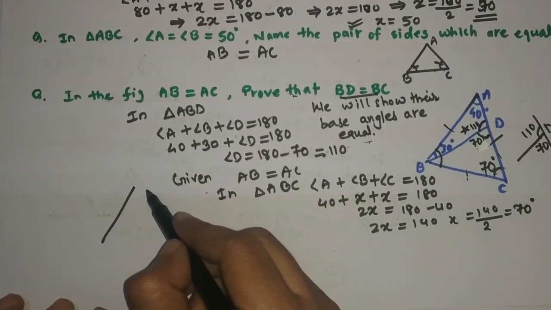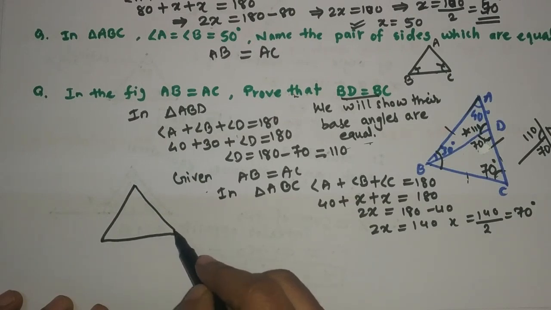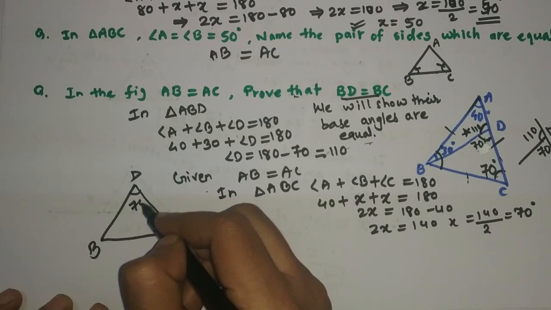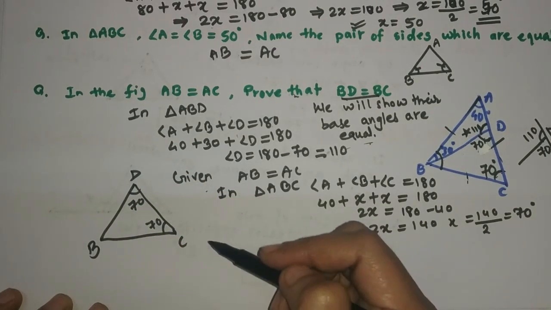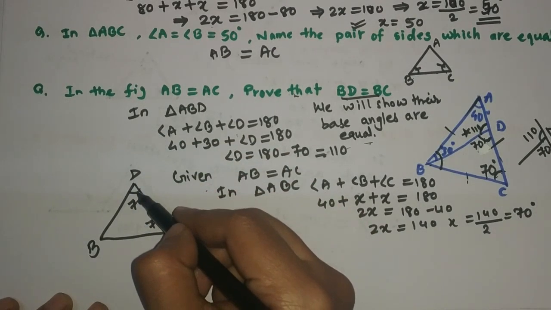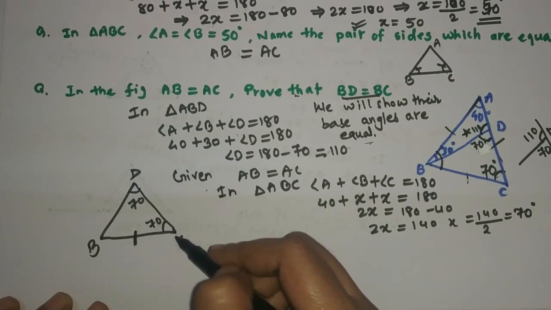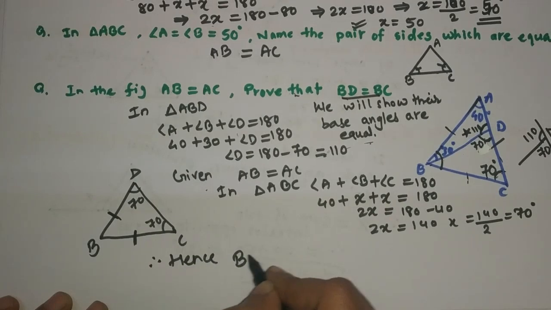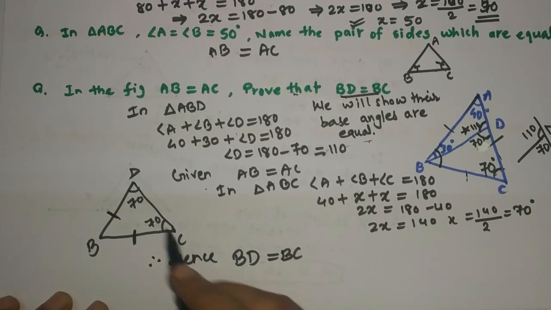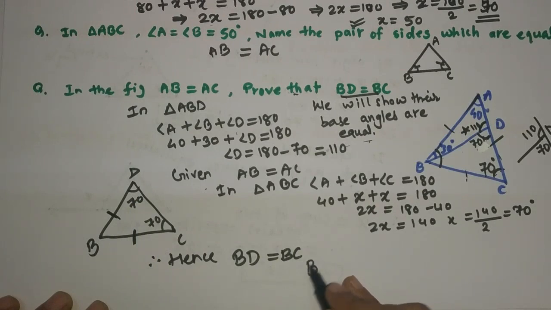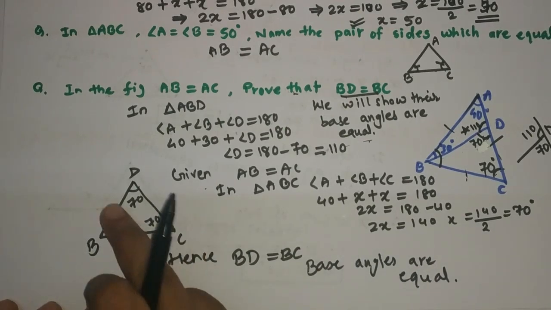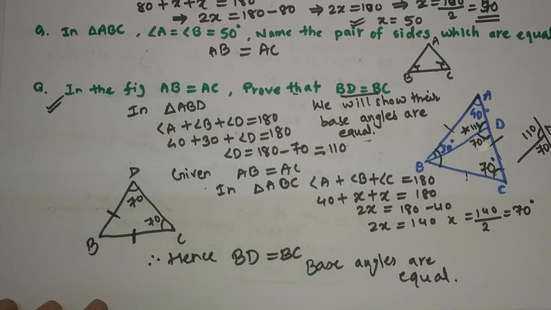So friends, I will draw here our answer. Suppose this is a triangle DBC. In this we got a 70 degree, and this also we got a 70 degree. Okay, so D's opposite side is what? BC, and C's opposite side is BD. Therefore, hence BD is equal to BC. If base angles are equal, their base angles got equal, therefore the opposite sides also become equal. So we have proved it.